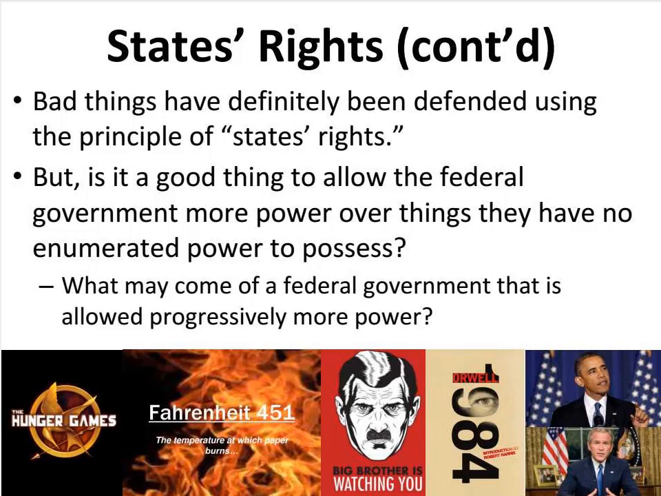And I have a series of photos here on the bottom of dystopian things like the Hunger Games, Fahrenheit 451, 1984. These are famous dystopian novels. You can see here the Big Brother is Watching You poster, which is from 1984. You can also see photos of both President Bush and President Obama all the way to the right, both of whom were accused throughout their presidencies of abusing their power in some way, shape, or form.